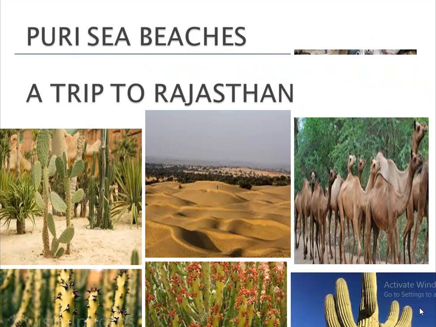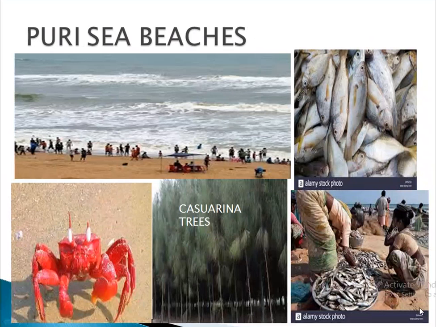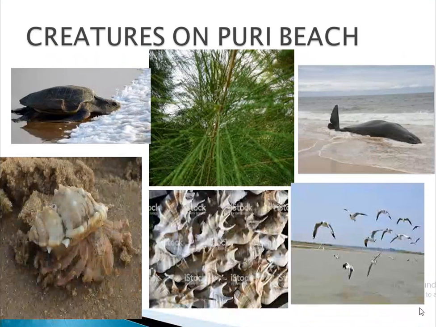Finally, they visited Puri. This place is full of nice beaches with beautiful casuarina trees. You can observe the trees which are situated at the lower side in the middle picture. Some other animals like crabs, fish, turtles, other kinds of crabs, snails, birds and whales are also found there.